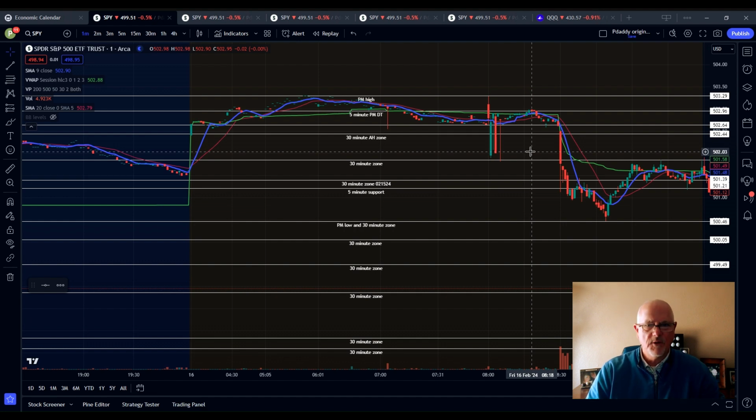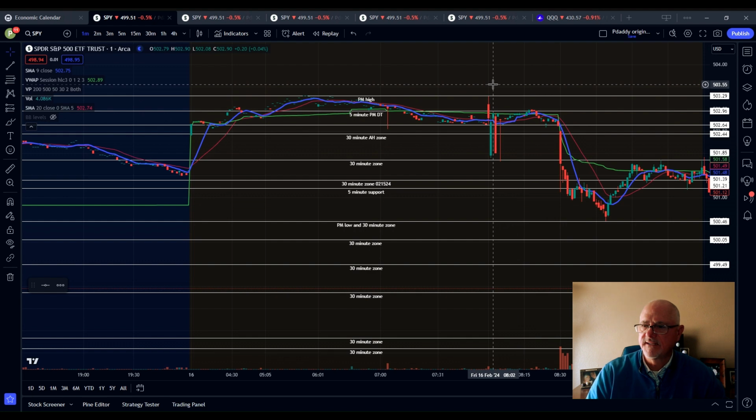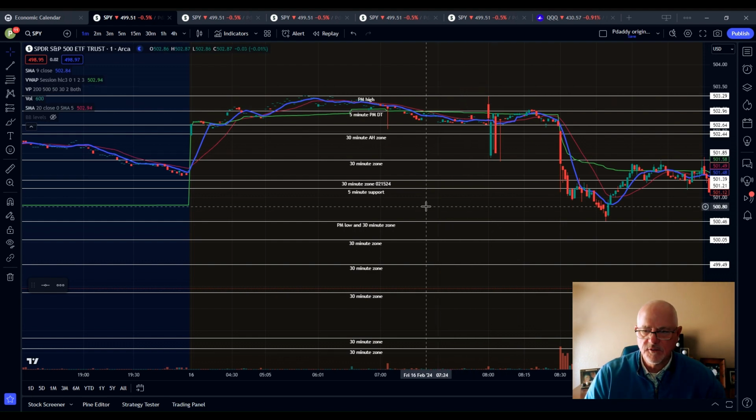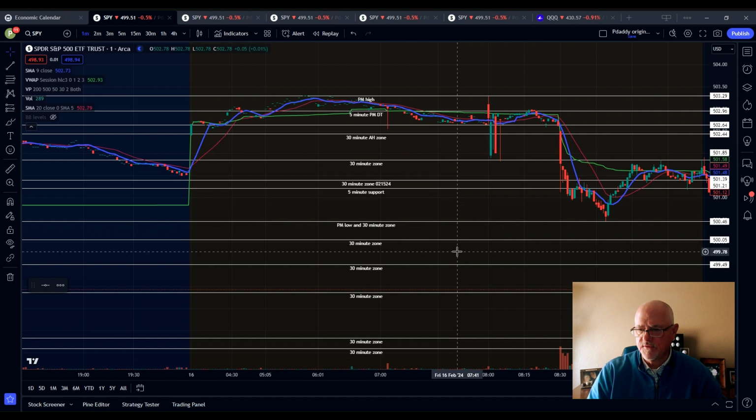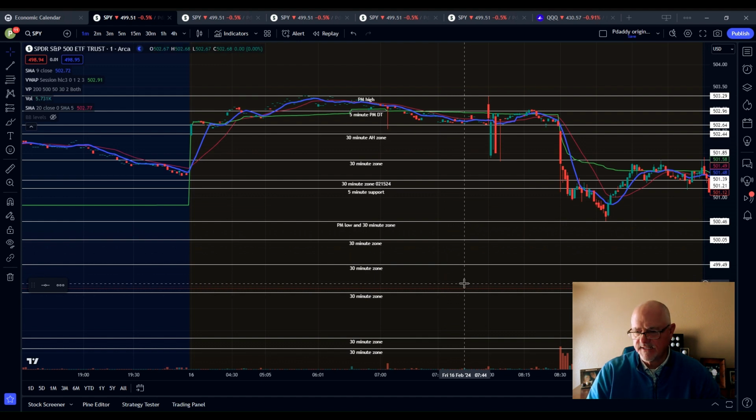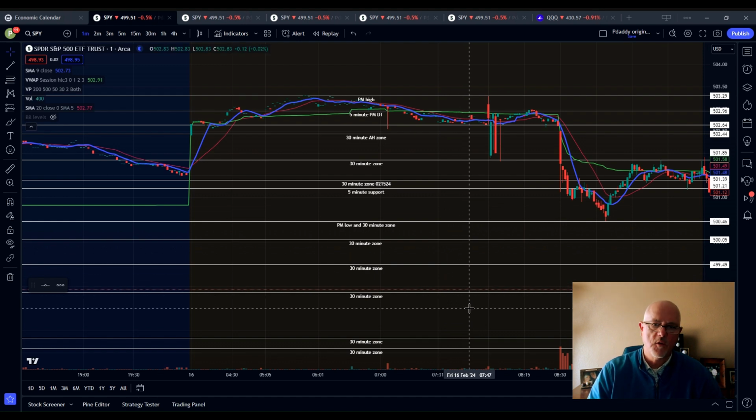So let's look at what we have on the chart today. We've got a pre-market high of about 503.29. We've got pre-market lows sitting down here at $500.46. In addition to that, I thought, let's look for some zones down low because we did have the bad reports that came out today. We've got a 30-minute zone down here at $500.05, another one at $499.49, $498.86, and so on and so forth.